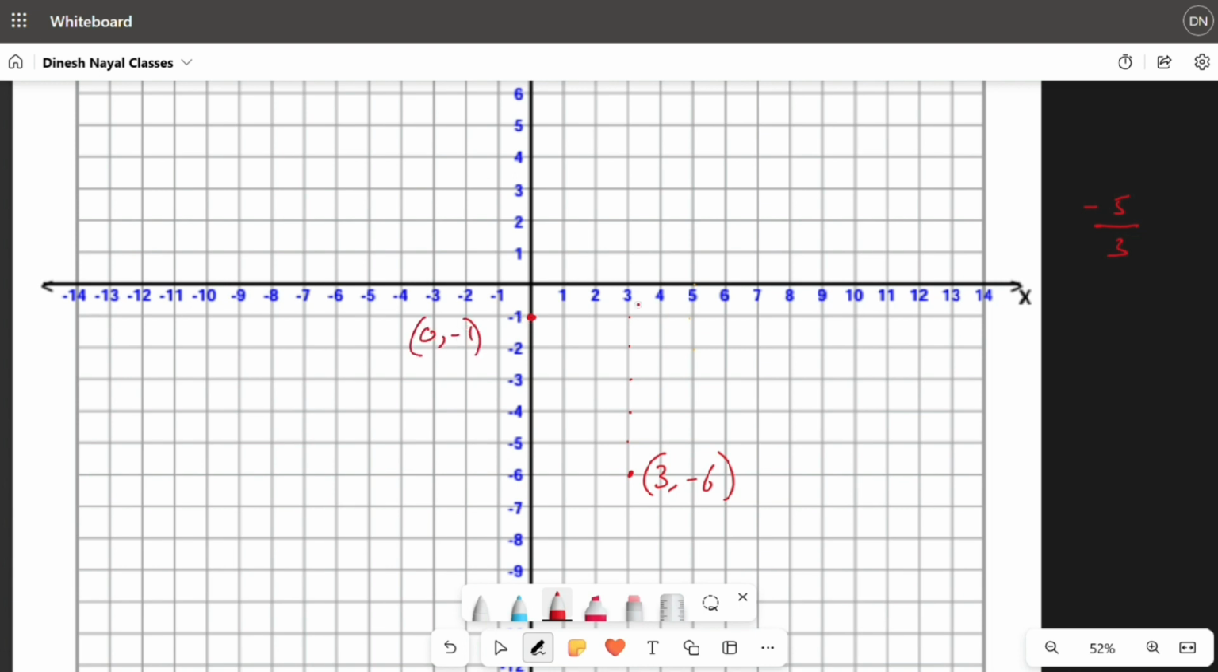So now join these 2 points and you will get the graph of the line. You can further extend it if you want to extend the graph. So this will be the extended part. So this will be a straight line graph of the given question. Now the next one.